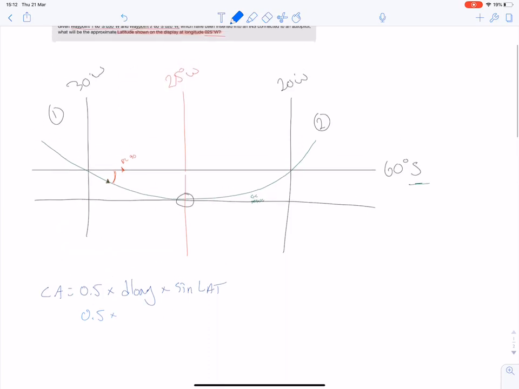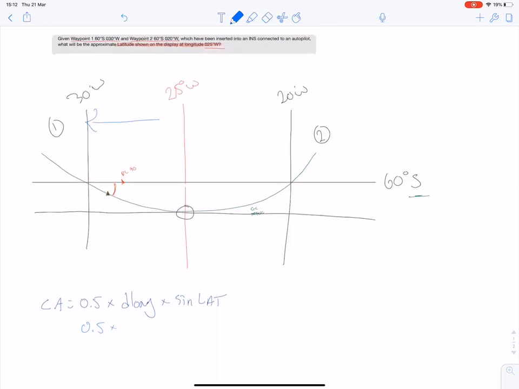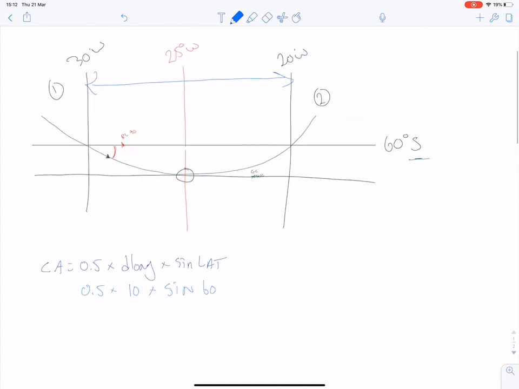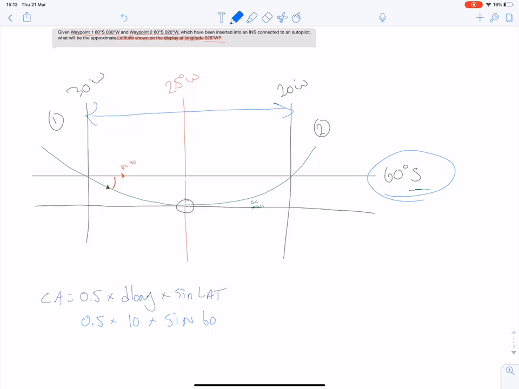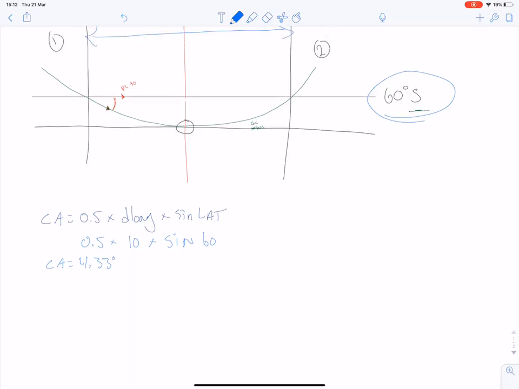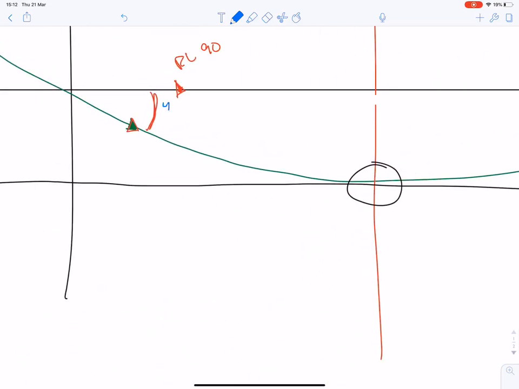So that's 0.5 multiplied by d long, which is between those two here, which is 10 degrees, multiplied by sine of 60, this latitude here. The conversion angle will therefore be, as I calculate, 4.33 degrees. That would be this angle here, 4.33 degrees. So the great circle through here would be 94.33 degrees.